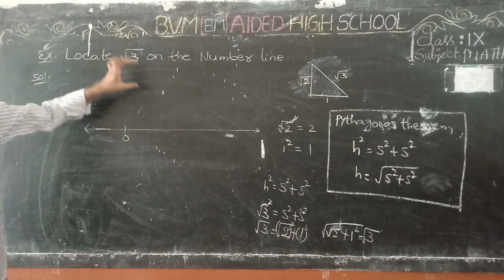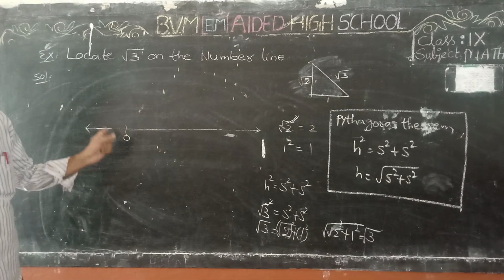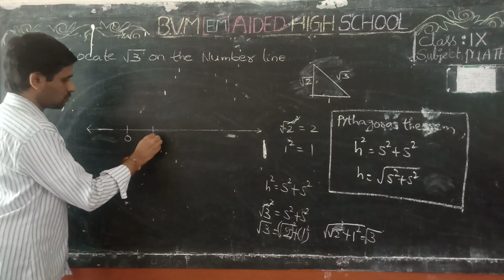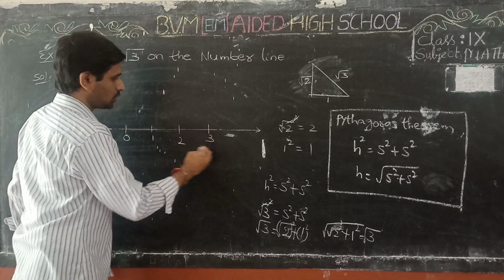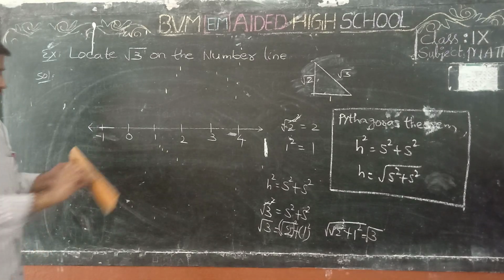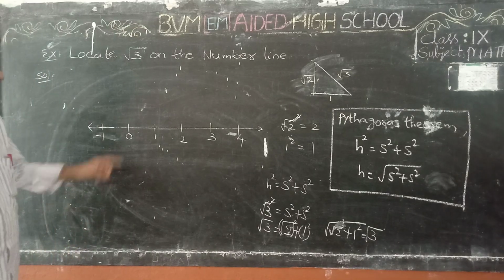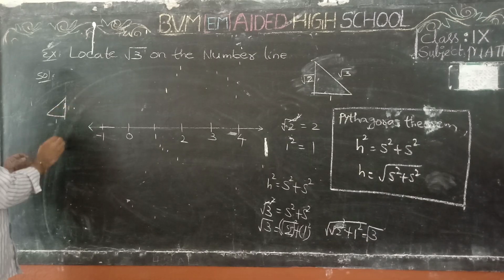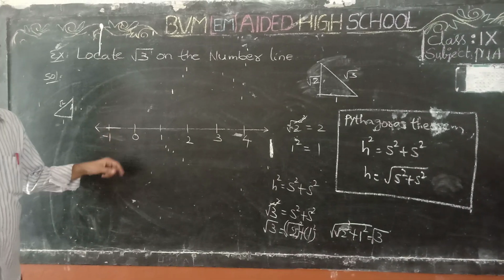To locate root 3 on the number line, first we should represent root 2 on the number line. Then we go for root 3. Again root 2 on the number line. Take unit space 1, 2, equal space 3. You can use a scale also. So like this scale 0, 1, 2, 3. You can take it in the notes. Now to represent root 2, base as 1, height as 1, this will be root 2 units. So we need to represent height 1 using set square.